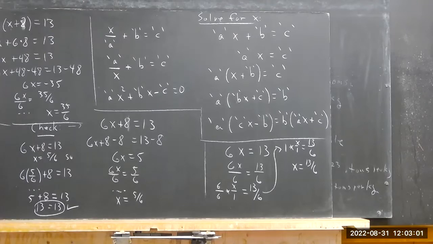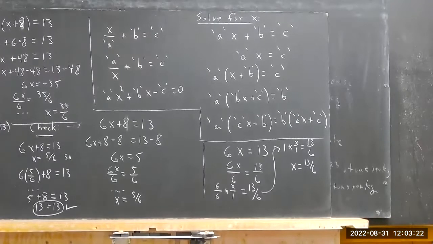We have 6 times (13x minus 8) equals 8 times (6x plus 13). And so we use the distributive law on both sides.